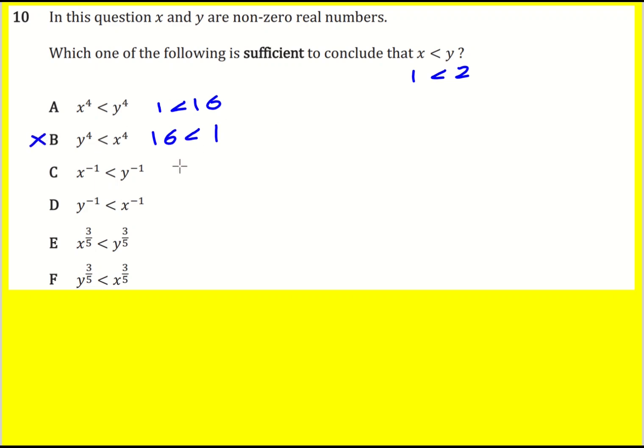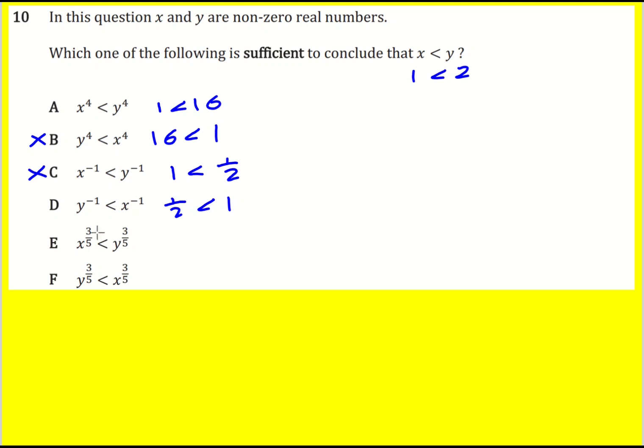I'm going with positives to begin with. Then over here, I'm going to get 1 is less than a half, which is also not true. When you take the reciprocal for positives, the sign swaps around. And then over here we get that a half is less than 1. Okay, so that one's all right for the moment. That doesn't mean it's true, it just means for that particular set of numbers it's okay.